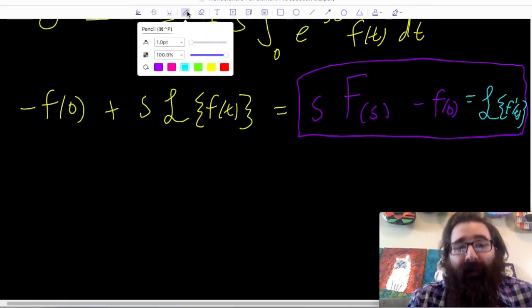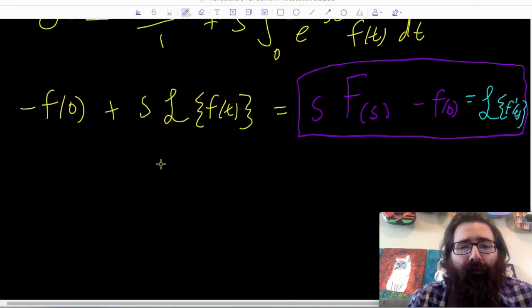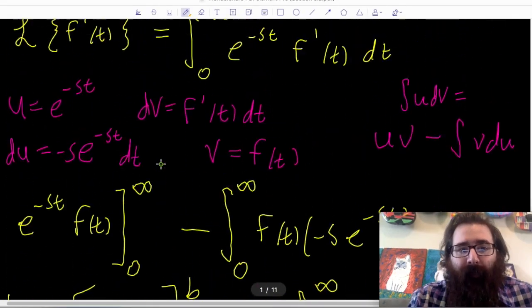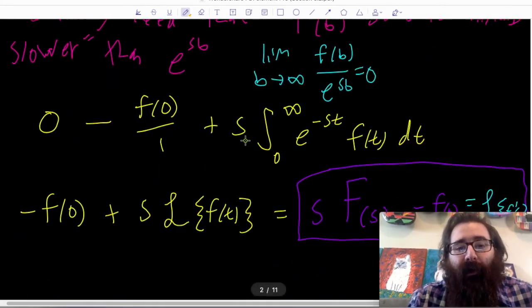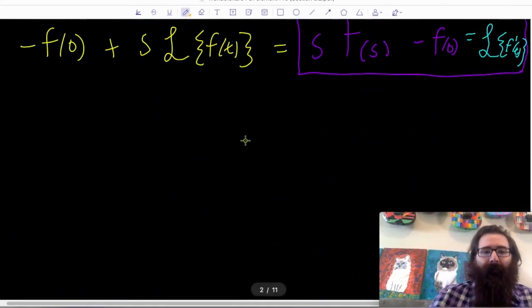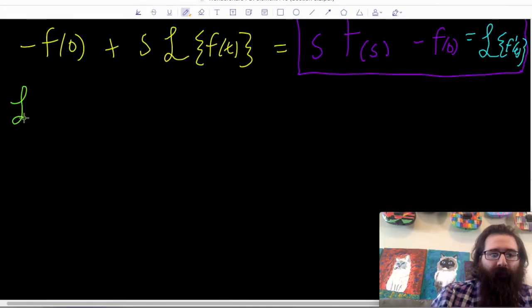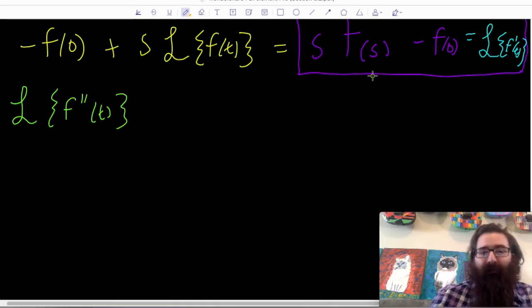Now I want to show that second identity up above. That involves the Laplace transformation on f double prime. I want to show it's equal to s squared times capital F at s minus s times little f at 0 minus little f prime at 0. But here's what I could do. I could look at the Laplace transformation applied on f double prime at t, and I'm going to use this relationship that I just showed.